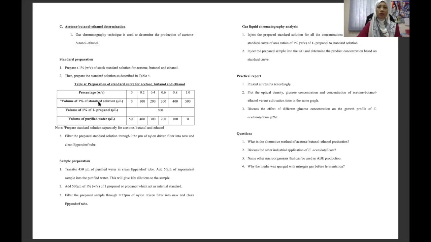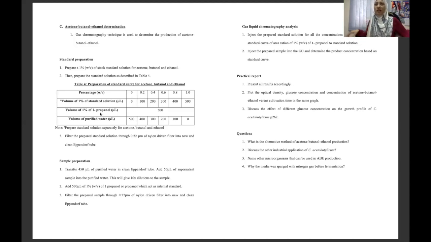Then this is your standard, either A, B, or E. And this is 1 propanol. The 1 propanol here will be used as the internal standard. So what is an internal standard? You have standards A, B, and E, and you also have an internal standard, which is 1 propanol. What is the function of the internal standard? Anyone would like to answer? A control, yes. A more accurate answer?